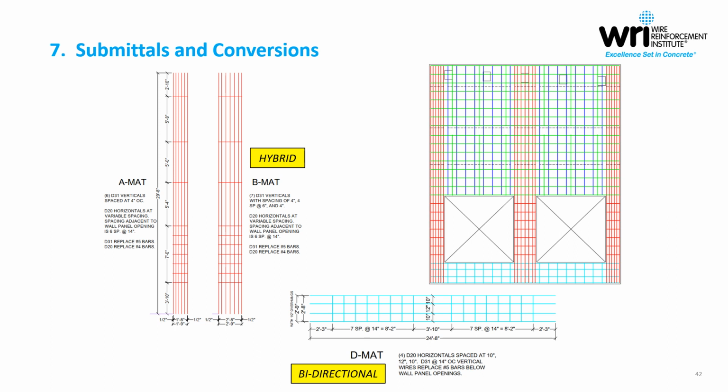The D mat that goes down along the base of the panel is a bidirectional mat. You can see that there's a pattern top to bottom and left to right at a fairly close interval that is doing work, obviously shrinkage and temperature and some kind of localized flexural effects.